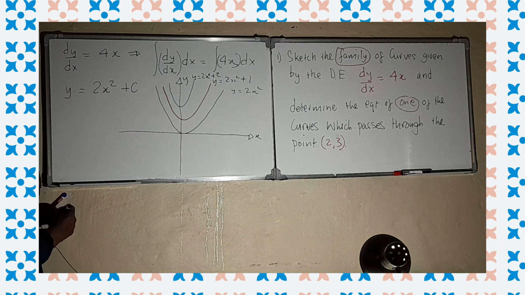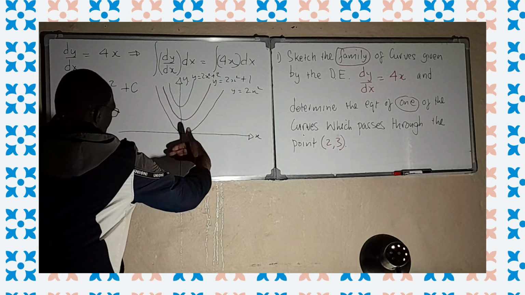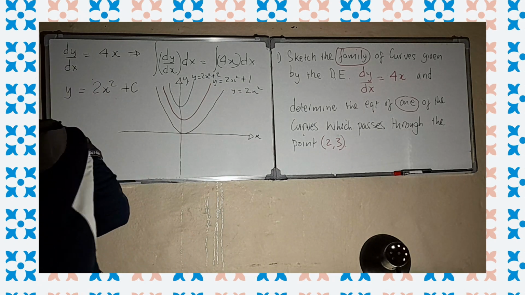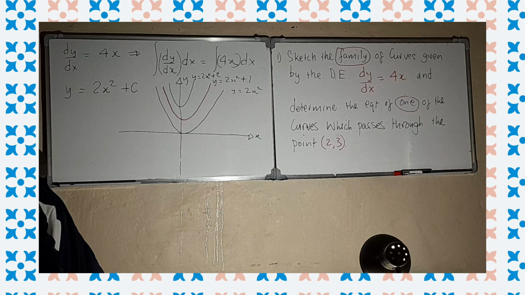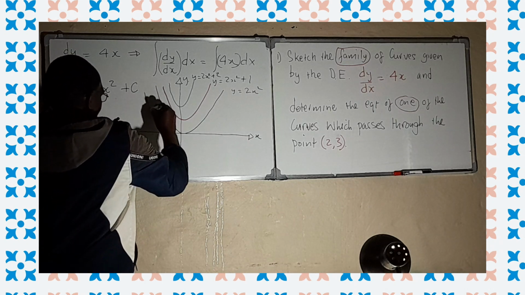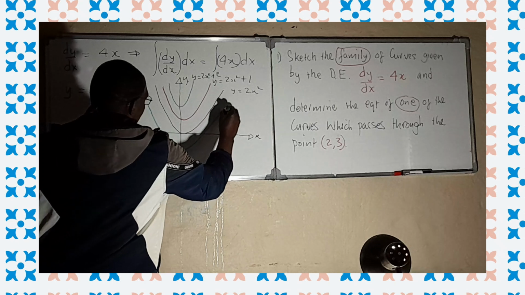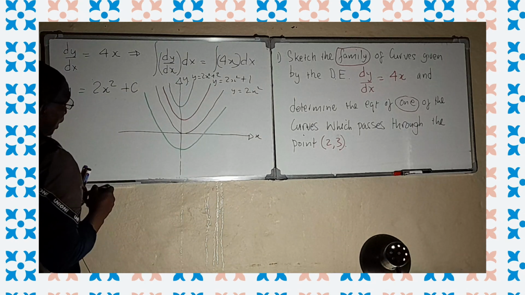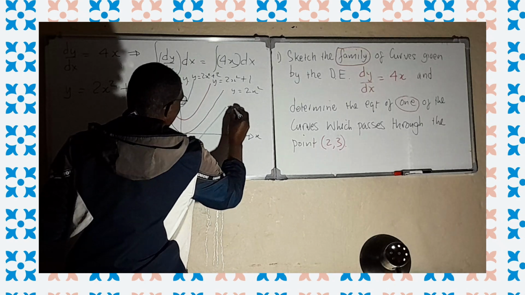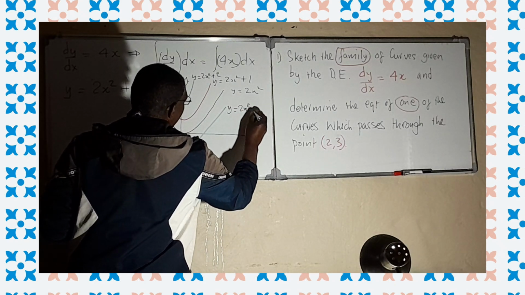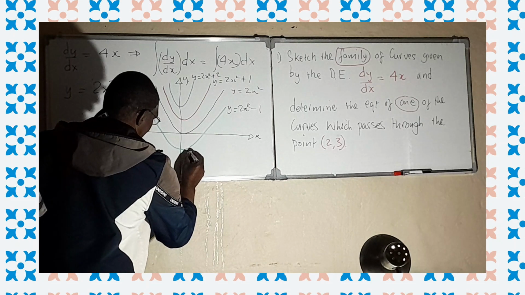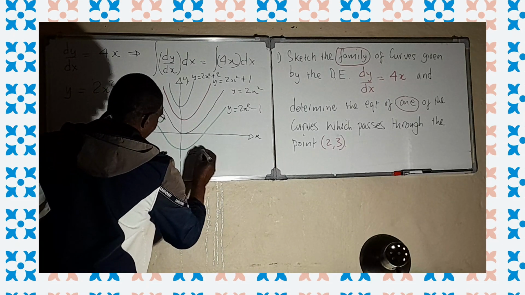Supposing c is equal to minus 1, then this whole graph would be pushed down 1 unit, and it would be, see if we can get a green somewhere. Yeah, there is a green. Okay, so this would look like, okay, that then would be the graph of y is equal to 2x squared minus 1. C is equal to minus 1. So let's just write here, C is equal to minus 1.